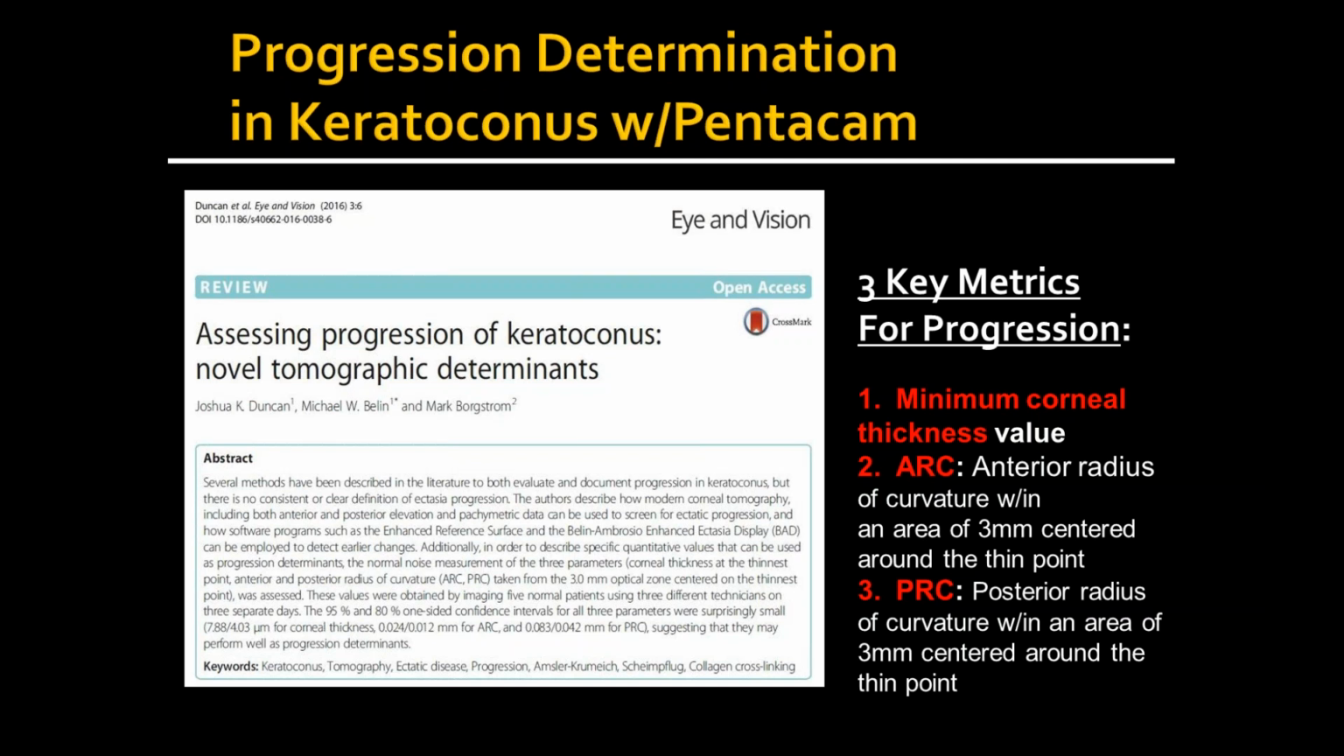Then we have the PRC, or posterior radius of curvature value, which is the same as the ARC, but on the back of the cornea. In essence, it's a measurement of the posterior radius of curvature within an area, again, 3 millimeters centered around the thin point. And these 3 values are really important values for detecting progression.